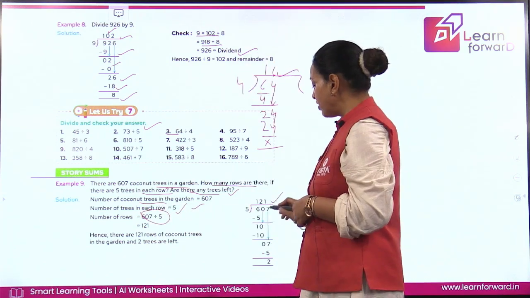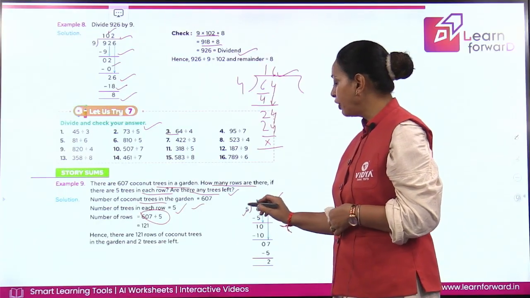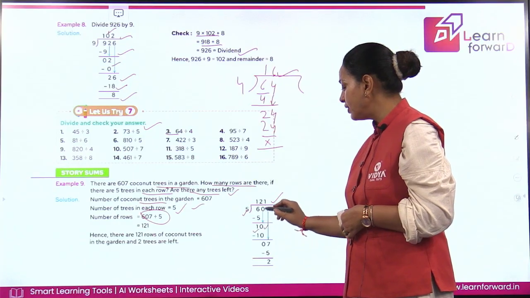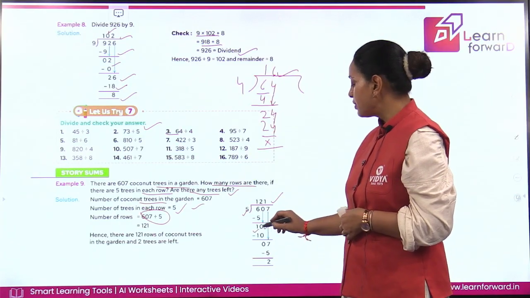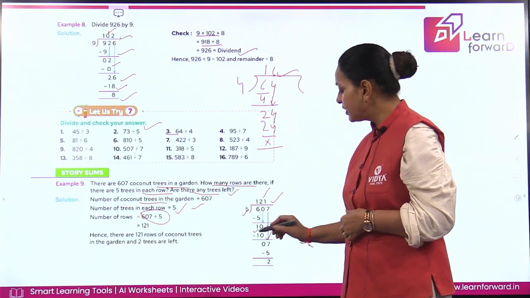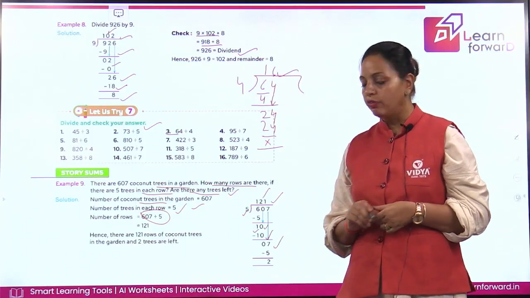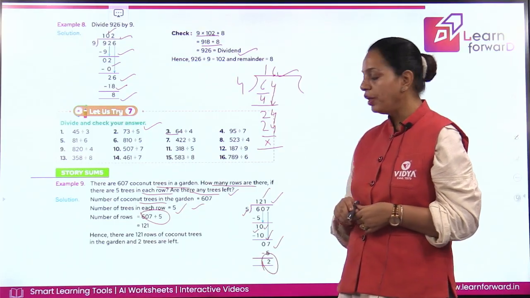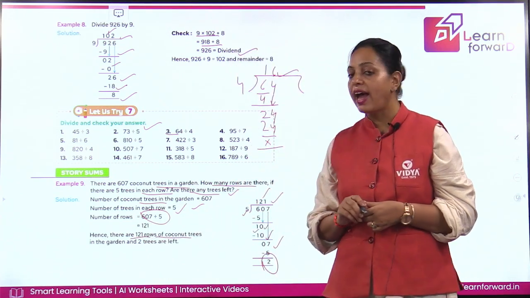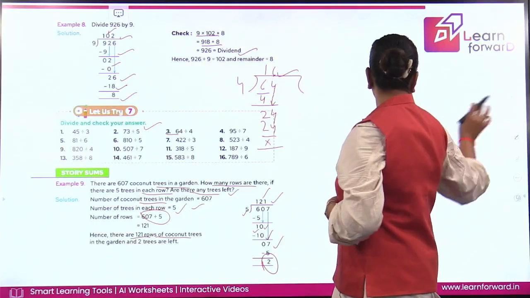So 607 and 5 को हम बाहर लिख देंगे. Now 6 divided by 5, 5 1s are 5, minus करेंगे 1, then 0 bring down, this becomes 10, 5 2s are 10. Okay, 10 minus 10 is 0. Now bring down 7, 5 1s are 5. So what is left? 2. It means we have 121 rows of coconut trees and 2 trees are left. I hope this is clear to you.